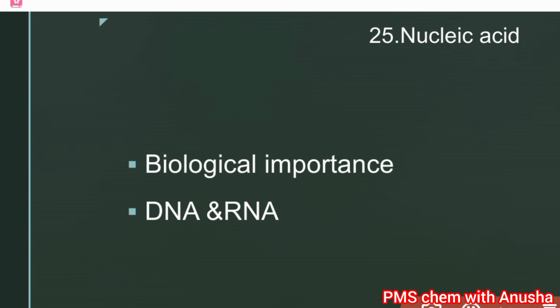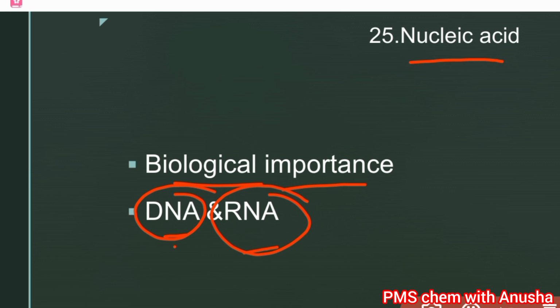Next, 25th unit, nucleic acid. From this unit you have to study biological importance of nucleic acid. Next, DNA and RNA, their difference, the purine and pyrimidine bases which are present in DNA as well as RNA, and focus on this one, types of RNA and their uses.